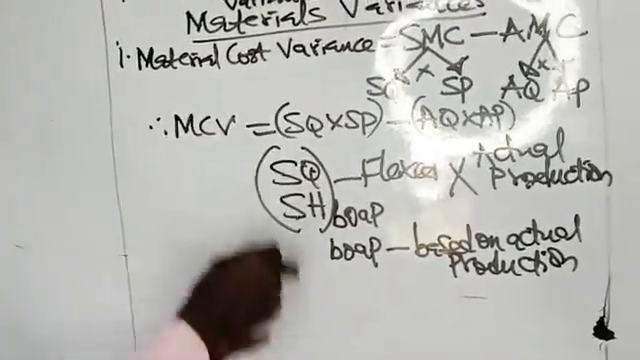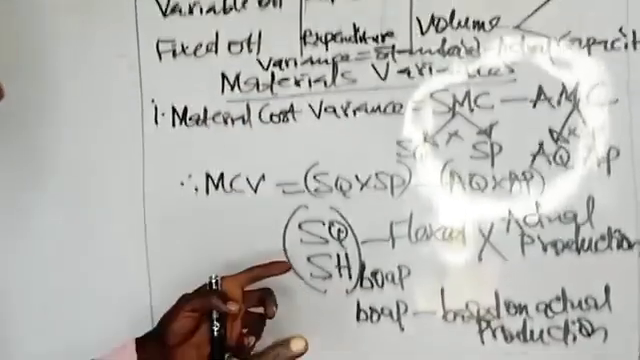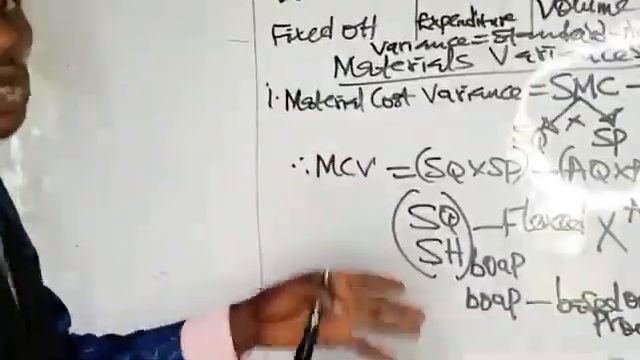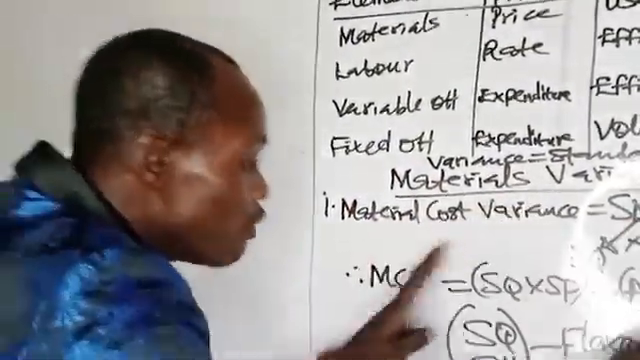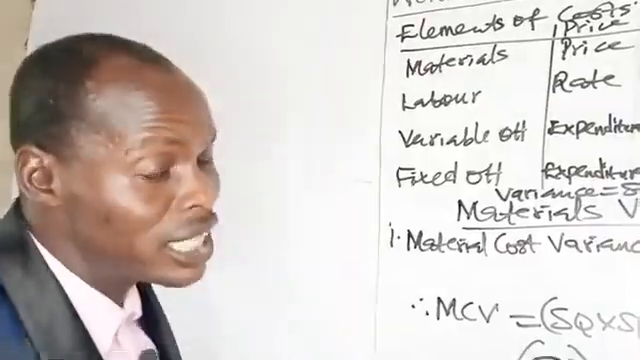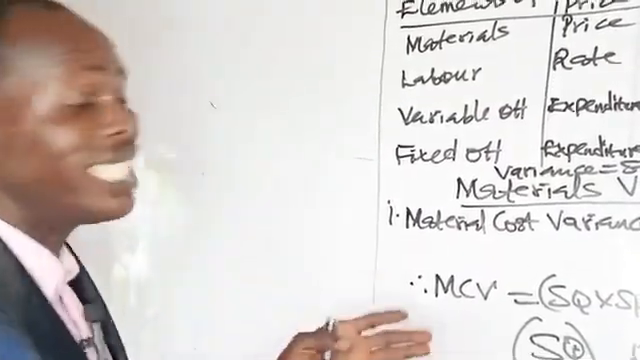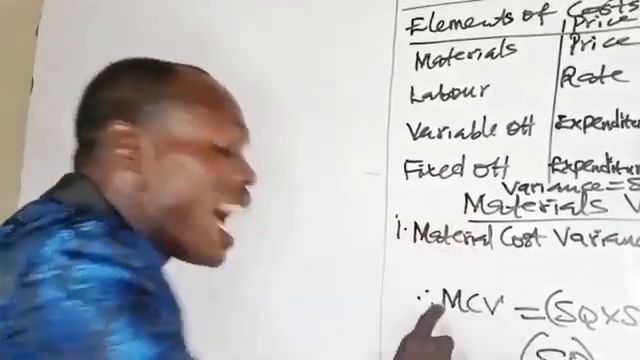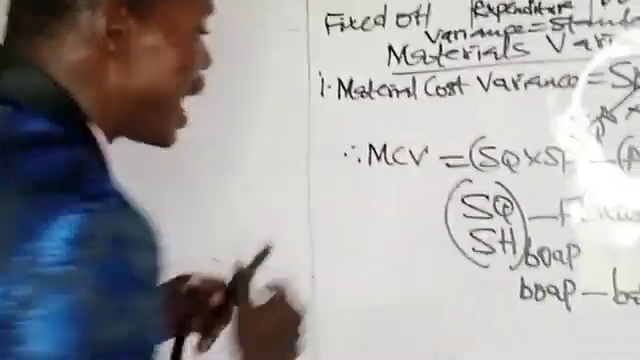Don't confuse your standard with budget. A standard is a unit cost concept. Budget is a total cost concept. If you are given budget, you will need to convert that budget to standard before you can solve anything involving variance. Budget is total, standard is for a unit. That is why I said a budget is a total cost concept, while standard is a unit cost concept. Take note of that.